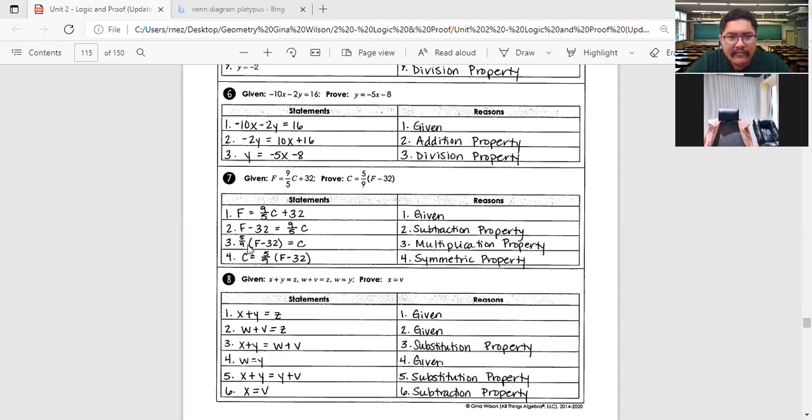And then from 3 to 4, all they did was switch the sides so that C is first and F is, well, over here. So now we have this solved for C, and that's how you convert something to Celsius. So now we would know what the Celsius is.